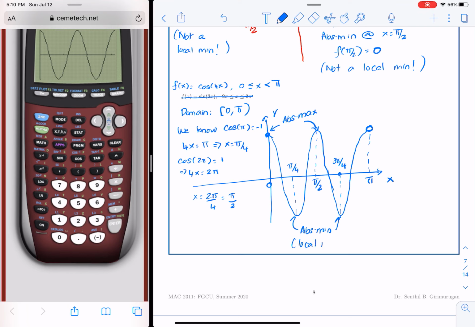Absolutely. So local mins. These are local max as well, because I can draw an interval about those points, but I just cannot include this point, unlike the sine 2x problem, because x equal to pi is not in the domain.